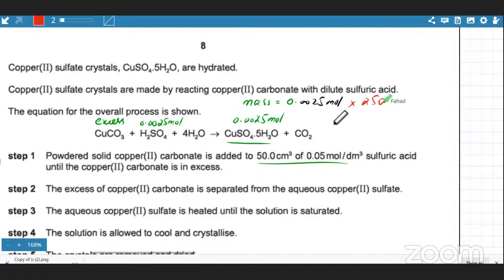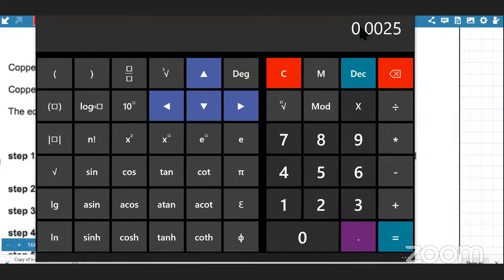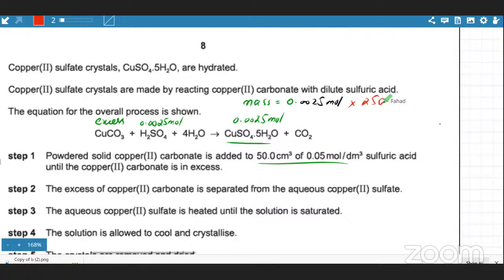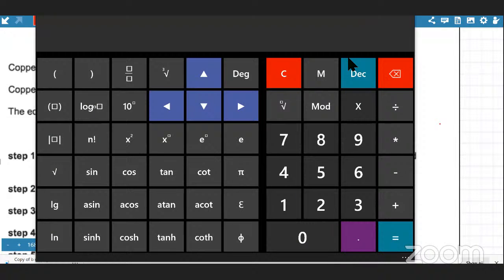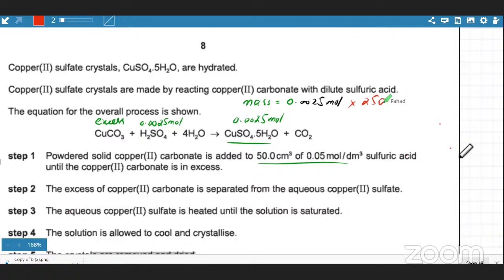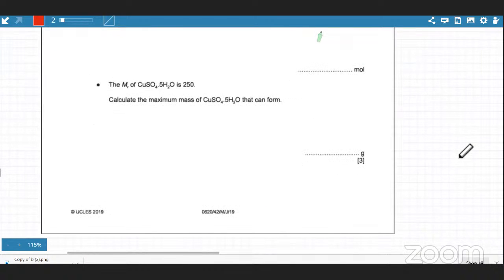So it's going to be 250 multiplied by the thing that we had, 0.0025 moles. I need to multiply 0.0025 by 250. So let's multiply it by 250, and I get 0.625 grams. So the final answer is 0.625 grams.